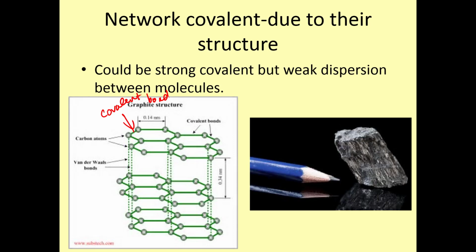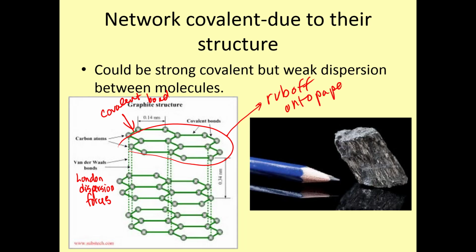Okay. Now, van der Waals, also known as London dispersion forces, are holding these sheets of covalently bonded carbon atoms together. And so then this sheet of covalently bonded carbon atoms can come off, rub off onto paper. Yay, we get to write with a pencil. Okay, so here's graphite. Now, graphite is covalently bonded, and it makes a network, but the van der Waals forces holding those sheets of covalently bonded atoms together can rub off, and so this is weak, and then this is strong.